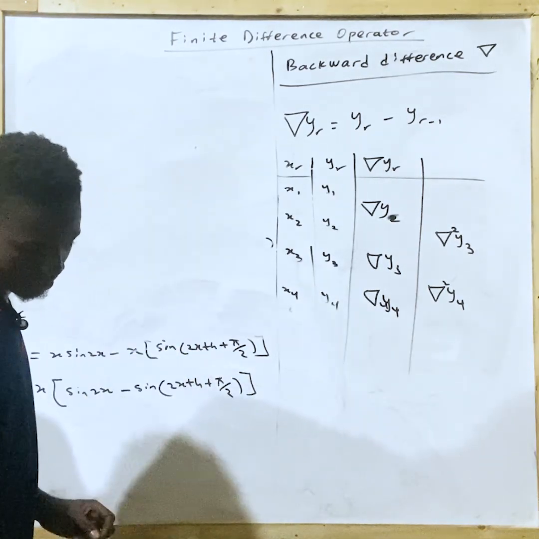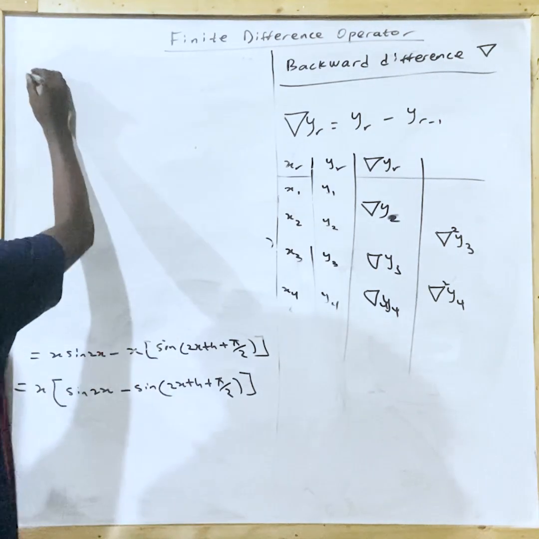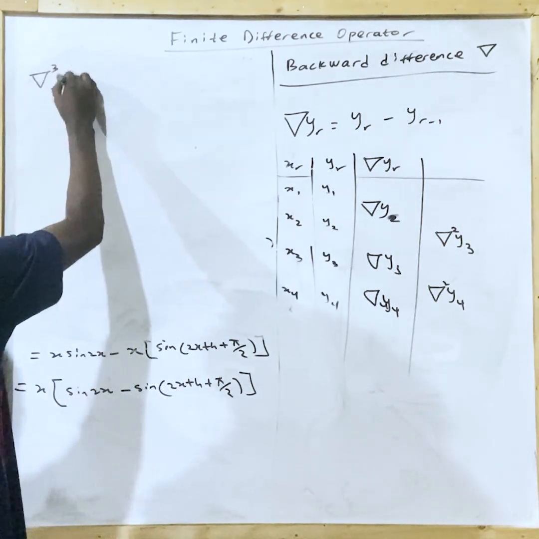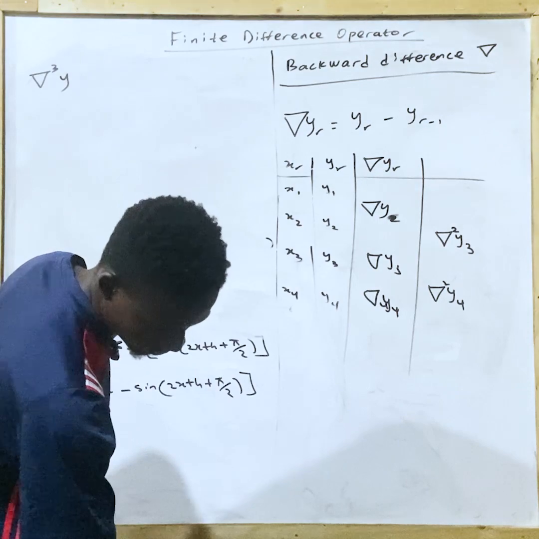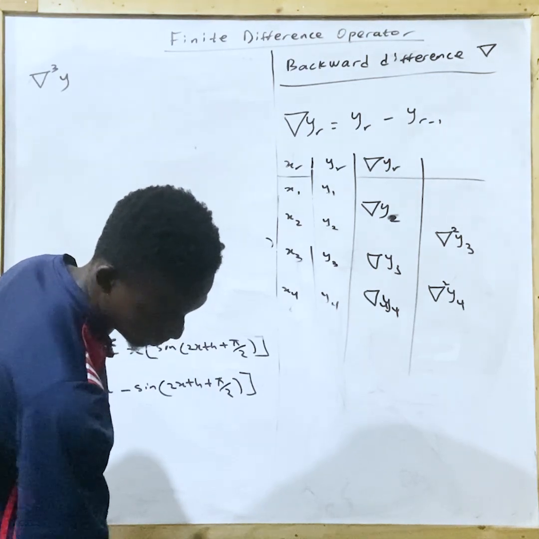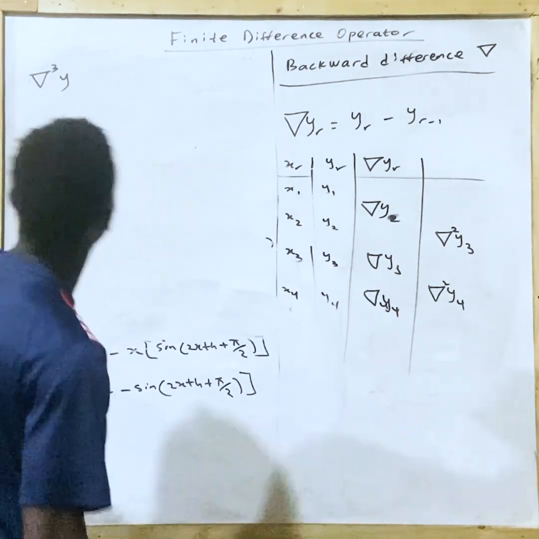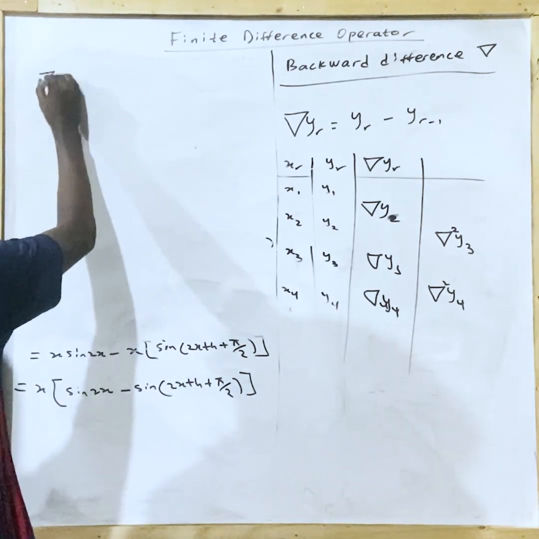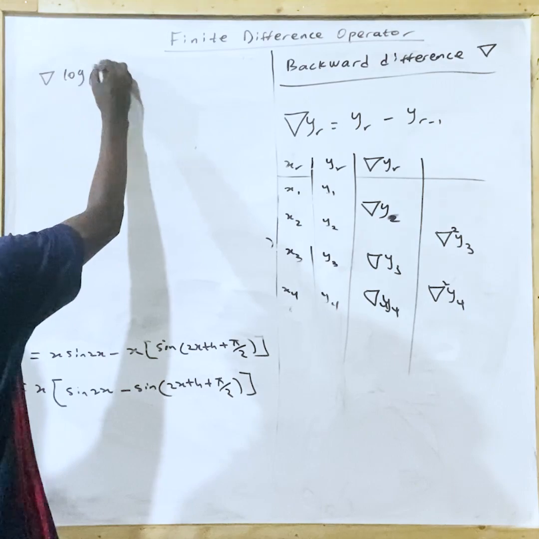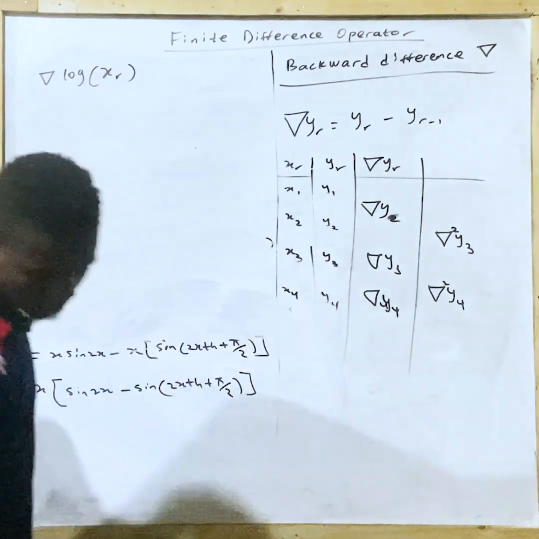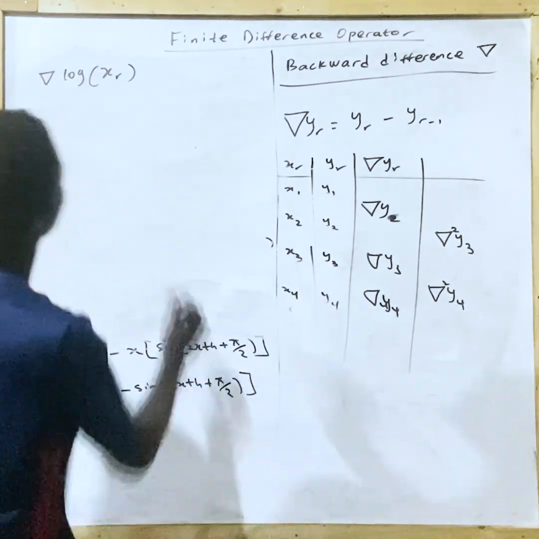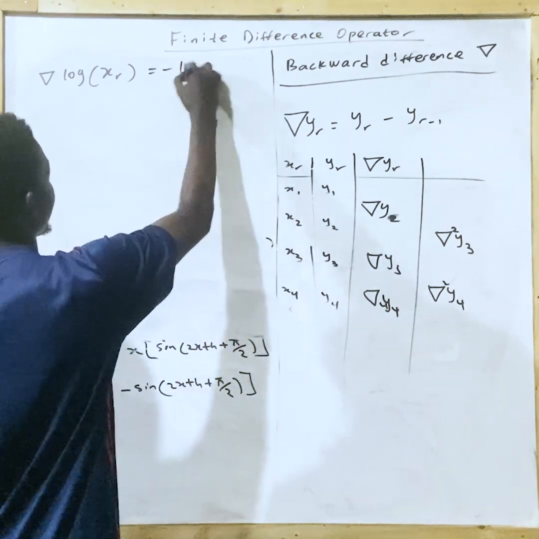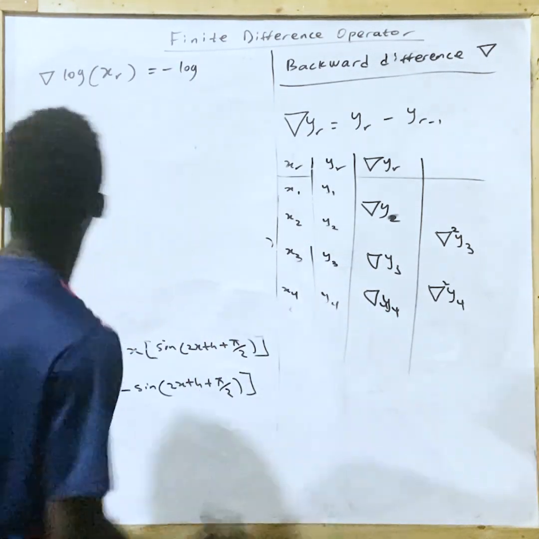One exercise I have here: I'm to prove that the backward difference of log x_r is equal to minus log (1 minus h over x_r). Okay, I'm to show that.